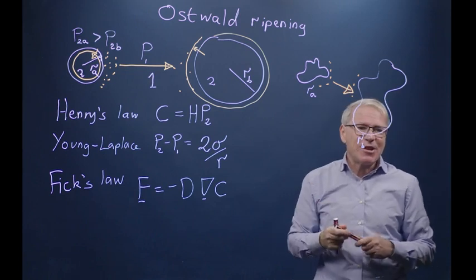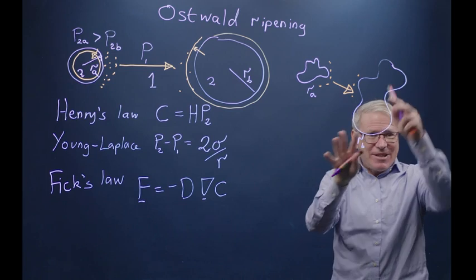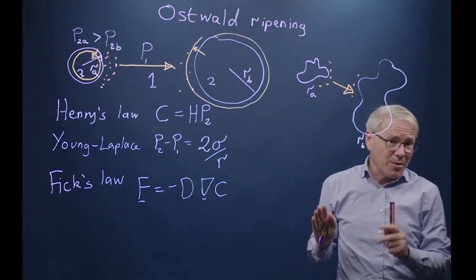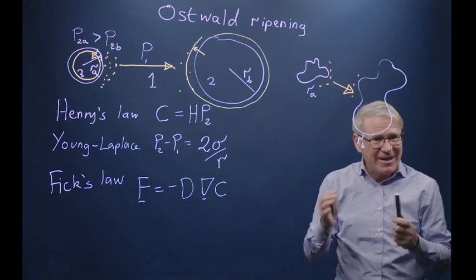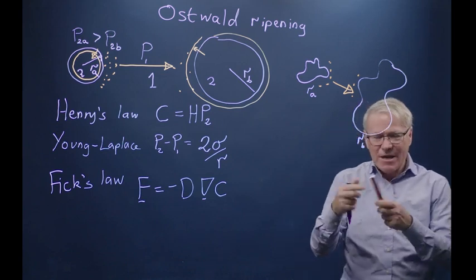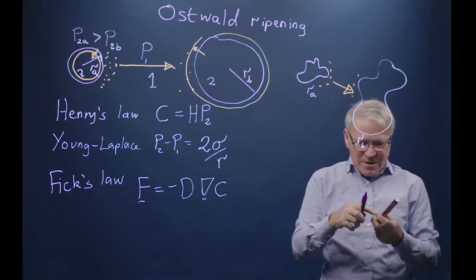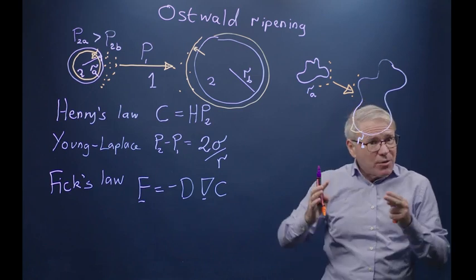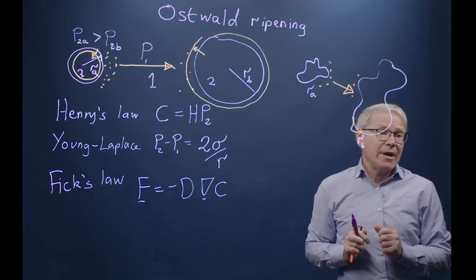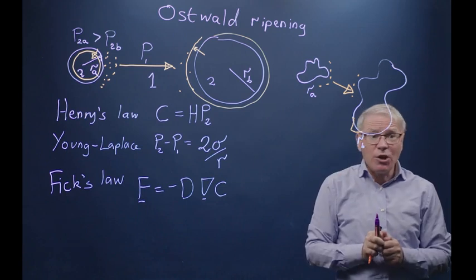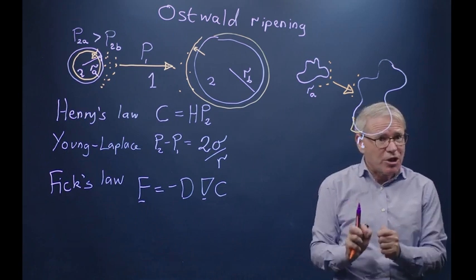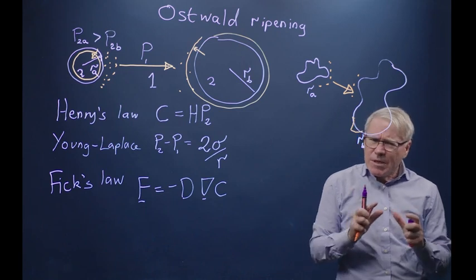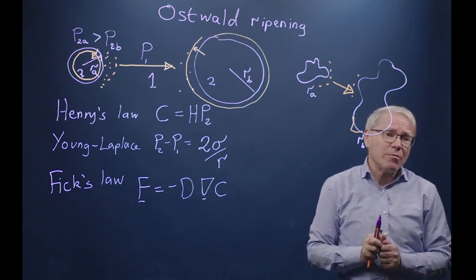However, that doesn't mean to say that this big bubble is now going to expand and this is going to shrink away to nothing. Clearly, if we think about a porous medium, as this big bubble begins to expand, maybe it has to expand through a narrow throat. And to do that, it needs a much larger capillary pressure, a much smaller radius of curvature. So in a porous medium, this Ostwald ripening process is quite subtle.